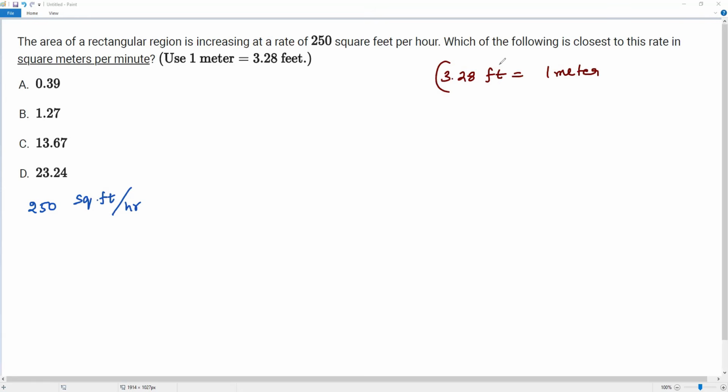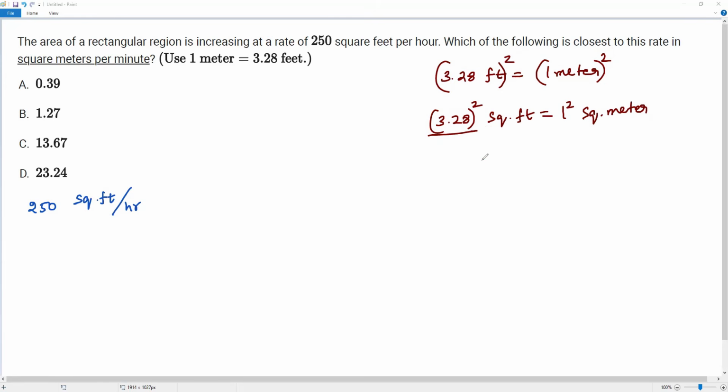Now let me square both sides of this equation. Now we can distribute this square to this quantity and this one. When I take the square of this one, I am getting 3.28 the whole square. When I take the square of feet, it will become square feet. The same thing we can do on the right side. We take the square of this one, then we get 1 square. When I take the square of meter, it will become square meter.